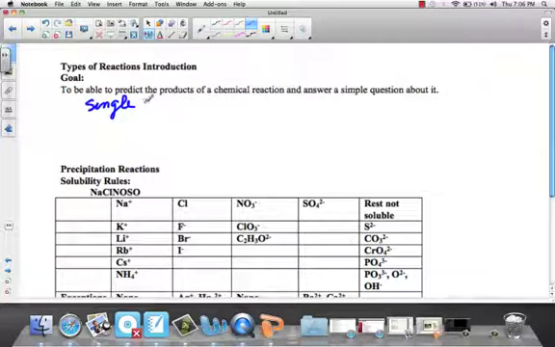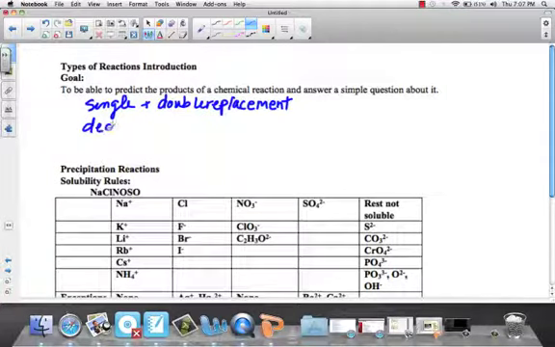single and double replacement. Remember that single replacement is when an element and a compound combine and a new compound is formed and an element is kicked to the curb, basically pushed out. Double replacement is when you have two compounds and they basically switch partners.